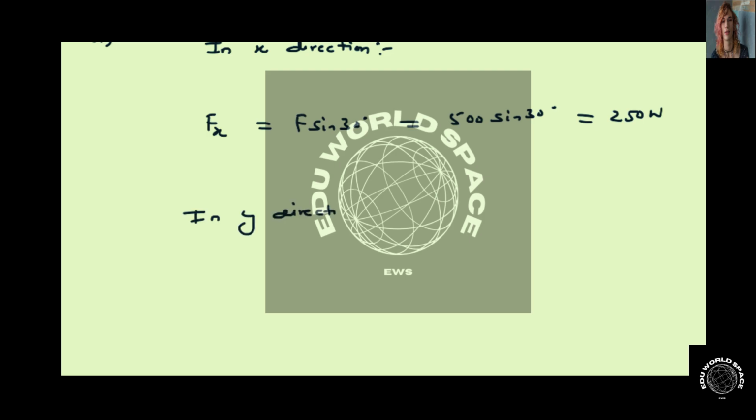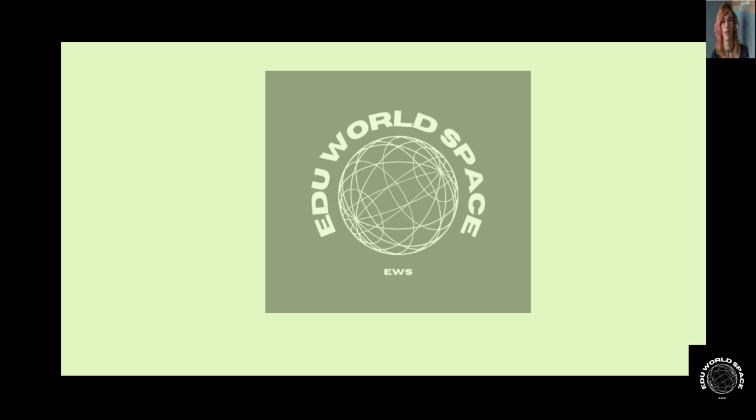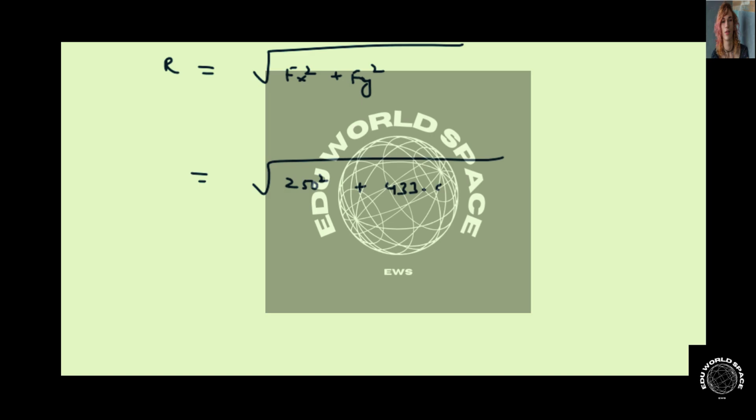y direction, you can write the value of Fy is equal to F cos 30 degree, that is equal to 500 cos 30 degree, which is equal to 433.012 Newton. Now you can write the value of resultant force R is equal to under root Fx square plus Fy square, which is equal to under root 250 square plus 433.012 square, which is equal to 500 Newton.